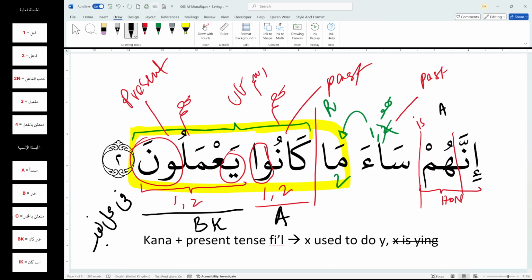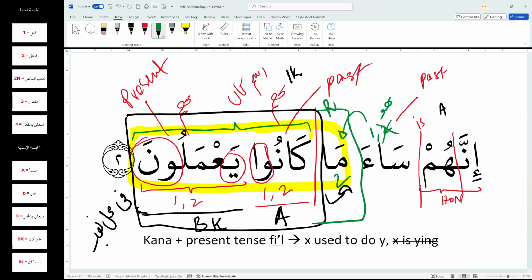This ma. Okay? And this entire box from ma all the way to ya'malun is an outside doer of sa'a. How terrible. Oh, how horrible. So let's try to put this together. Let's try to piece this together. And what does that mean?